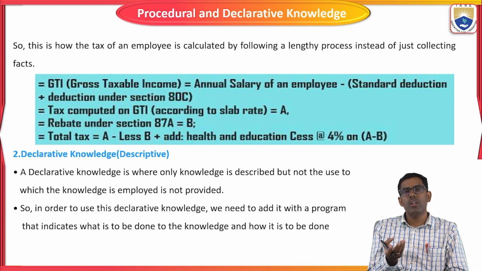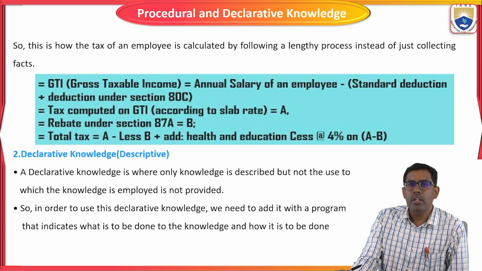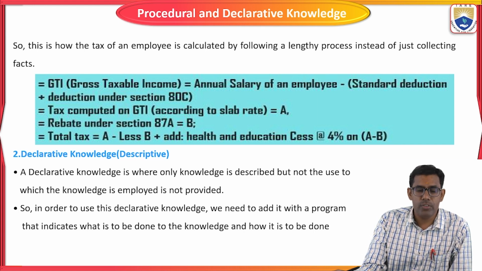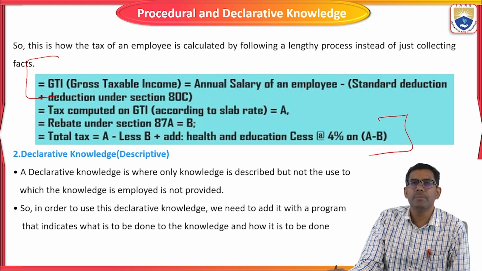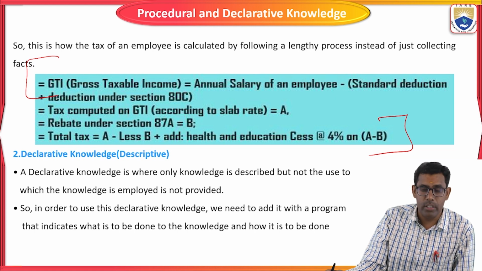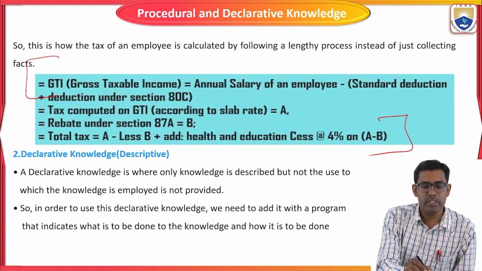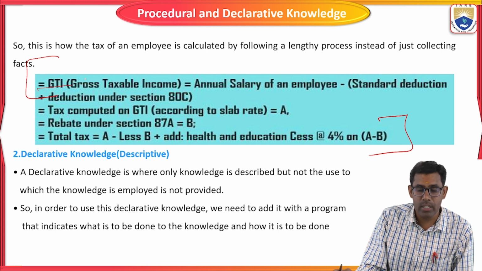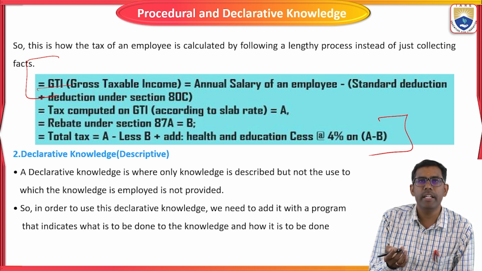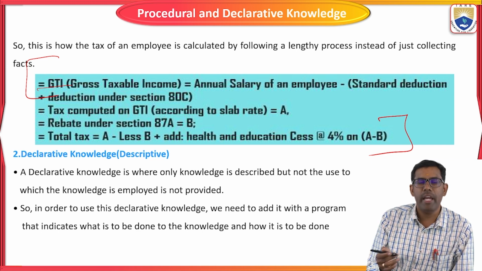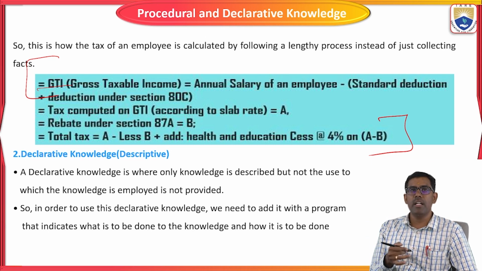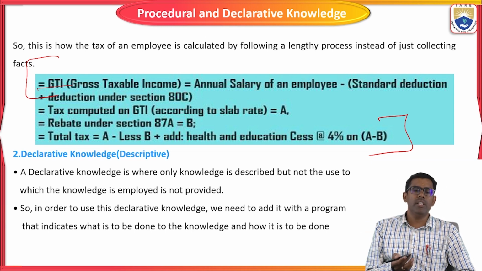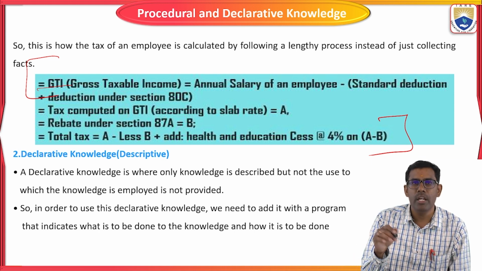Okay, so here is the best example given for procedural knowledge, how to calculate. Everyone knows how to calculate the income tax based on the new regime. They have given a set of formulas to calculate the income tax of the particular employee. Then the gross taxable income. How do we calculate the GTI? It means the annual salary of the employee, and from the annual salary we deduct the standard deduction and deductions under section 80C, some donations, and everything else is deducted from your annual salary.